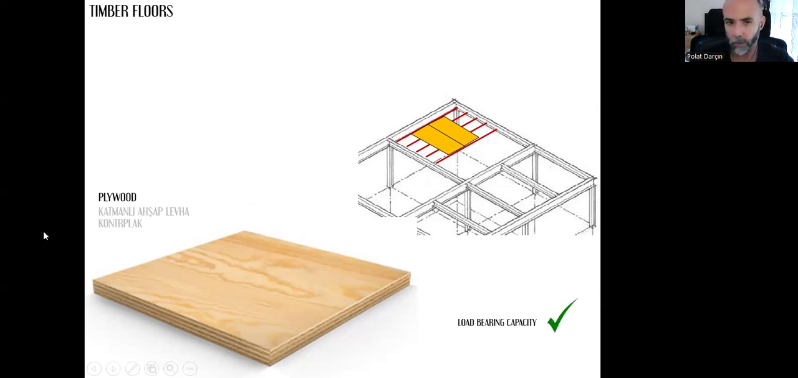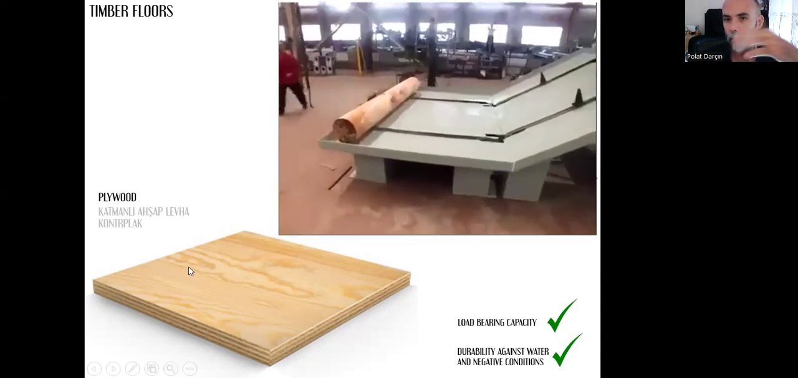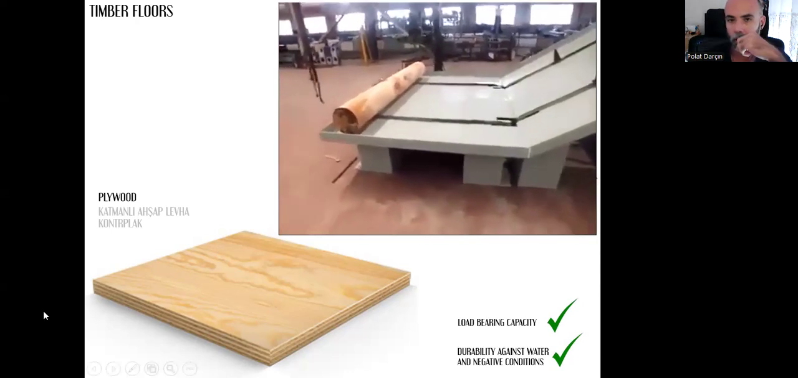Its load-bearing capacity, the plywood's load-bearing capacity, is good. Its durability against water and negative conditions is again good. And this is how they do that. We have the tree trunk.